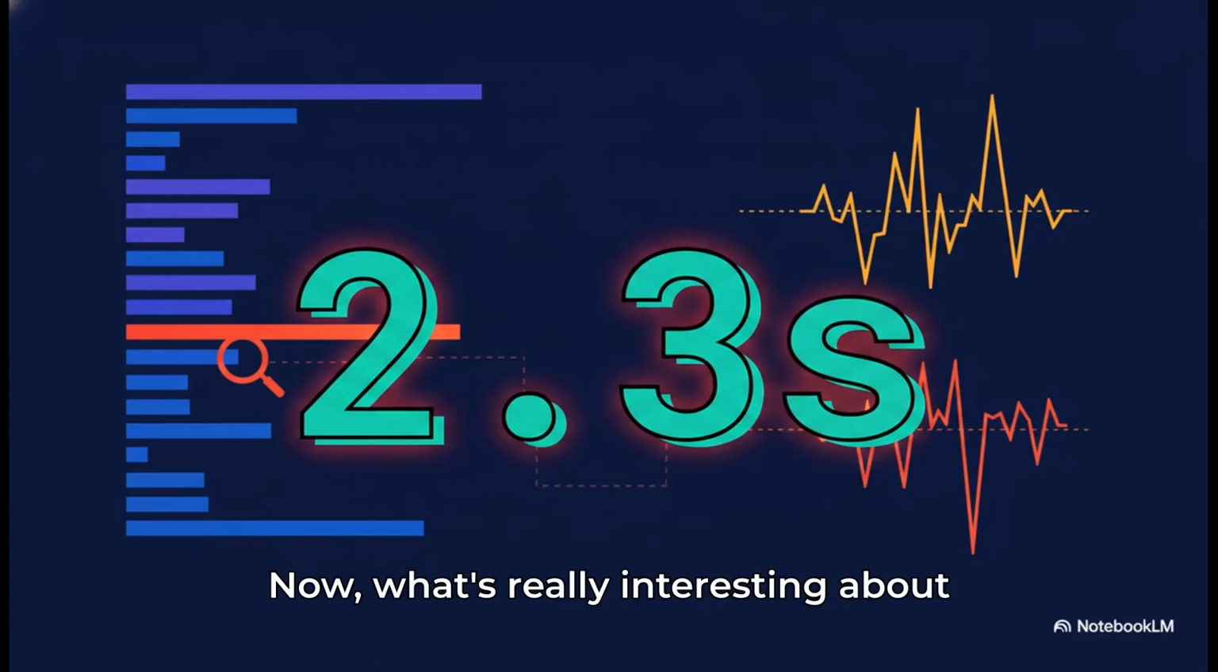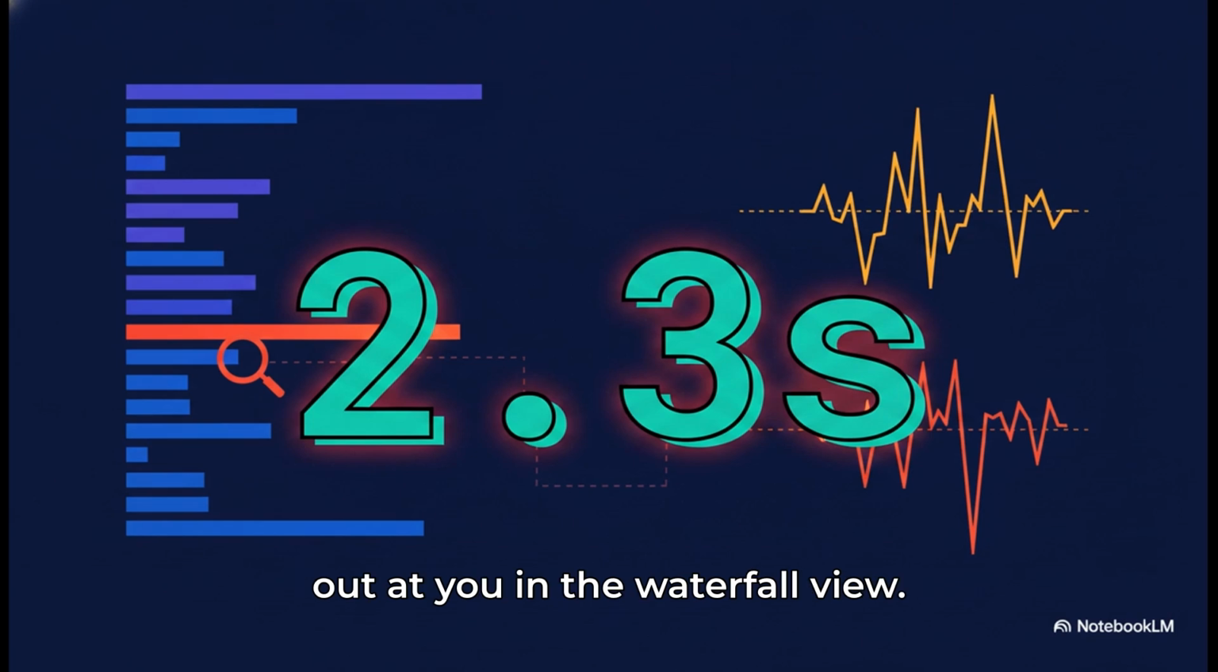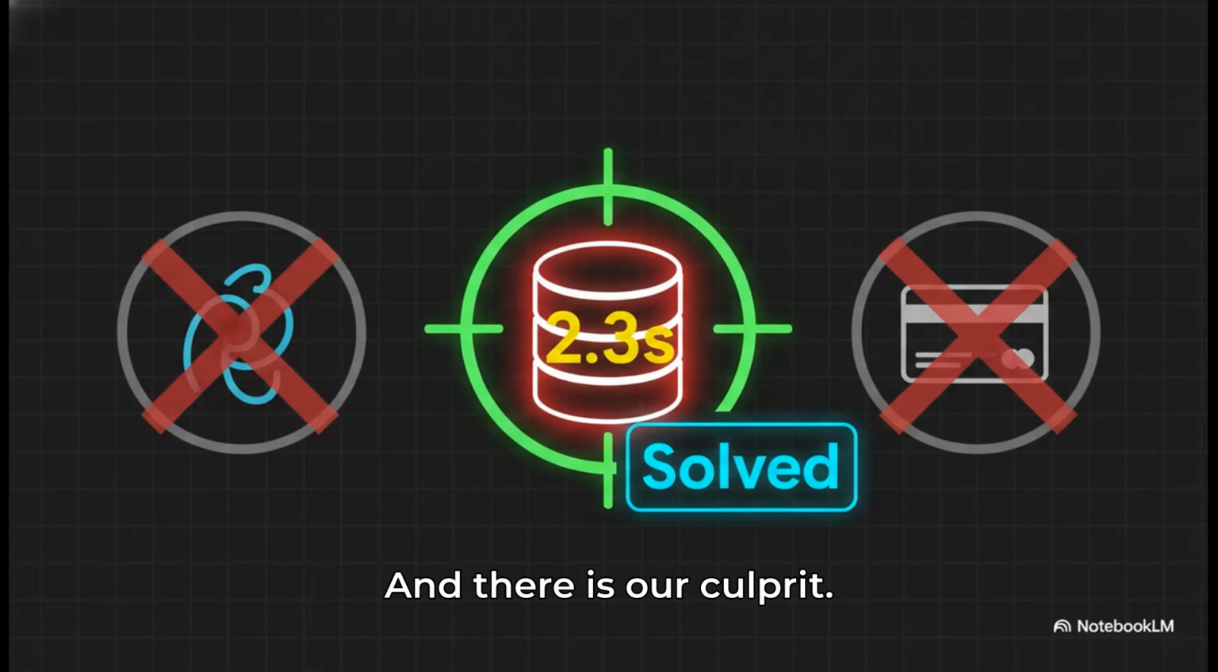Now, what's really interesting about this massive anomaly is what jumps out at you in the waterfall view. A single span taking 2.3 seconds. In the context of a payment processing checkout, a 2.3-second delay on a single internal operation is just lethal. You click on this highly suspicious span to inspect the evidence. And there is our culprit.